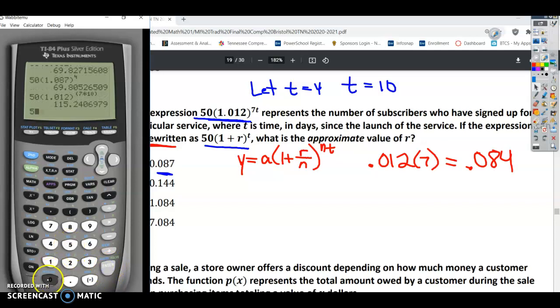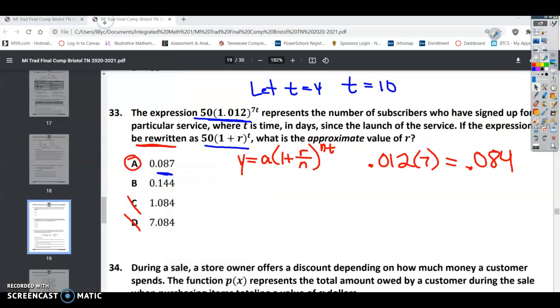So we do the second equation, 50 times 1.087 raised to the t power, and we said t is 10. And we get about 115 again. So you can see that when you plug those in and check it, that it does make sense, and A is the best answer. So number 33, your answer is A.